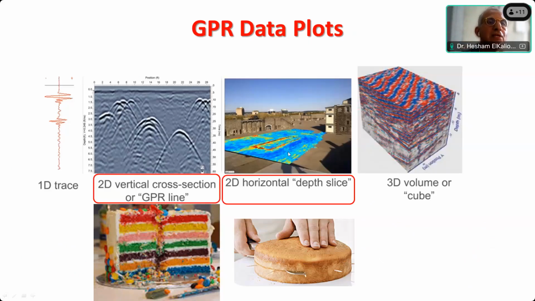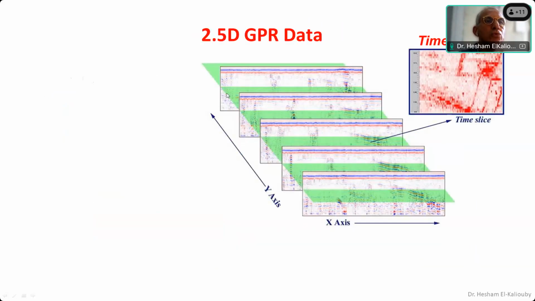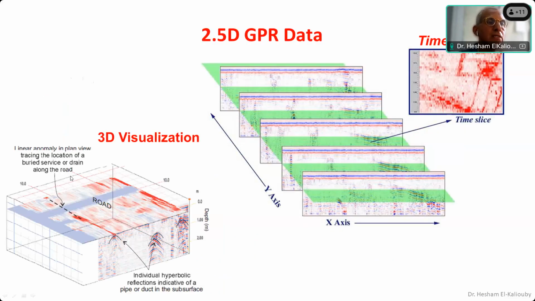So you can see this depth slice, or you can plot it in a 3D visualization, a 3D volume, like a cube. These are different ways of plotting GPR. Again, if you do multiple 2D GPR, or go 2.5D or 3D, you can also see depth or time slices at different depths, and you can combine them in a 3D visualization like a cube.